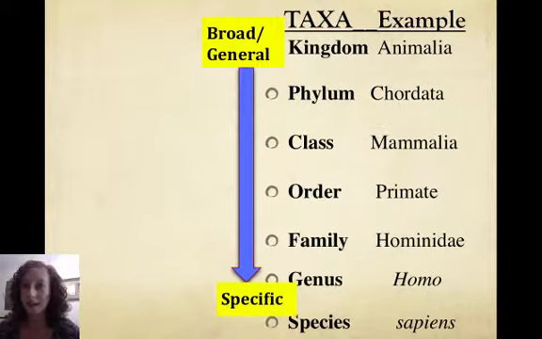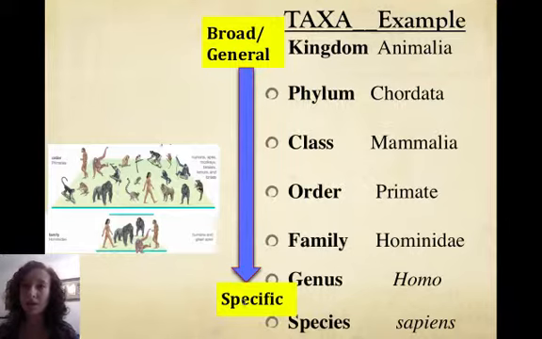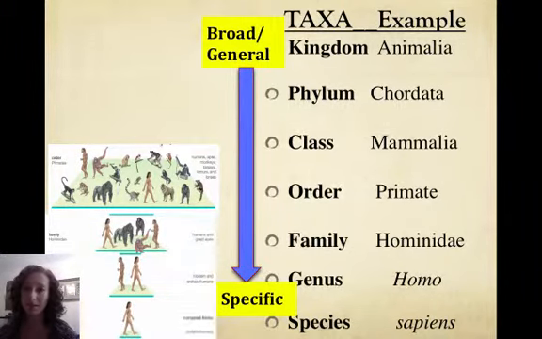Now these taxa, kingdom, phylum, class, order, family, genus, and species, go from the broadest, most general, to the most specific. So in this example, we're looking at humans. They're in the kingdom Animalia, we are animals, phylum Chordata, class Mammalia, order Primate, family Hominidae, genus Homo, and species sapiens. So our scientific name is Homo sapiens.